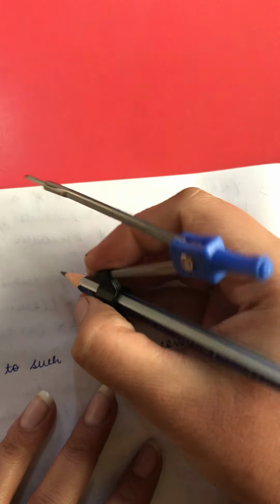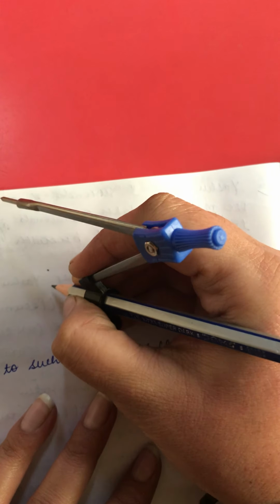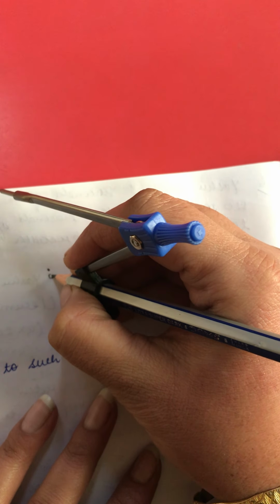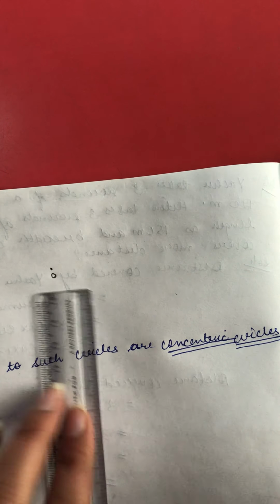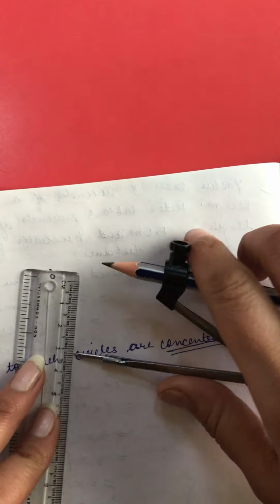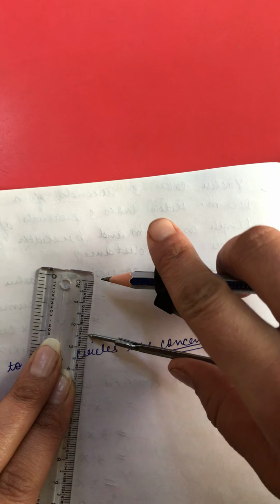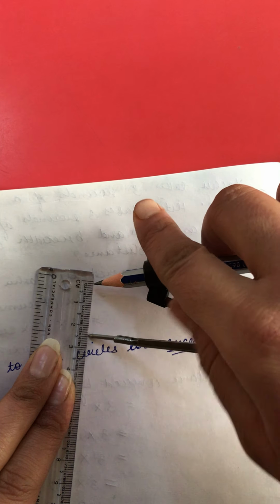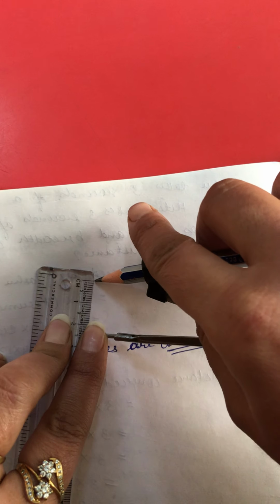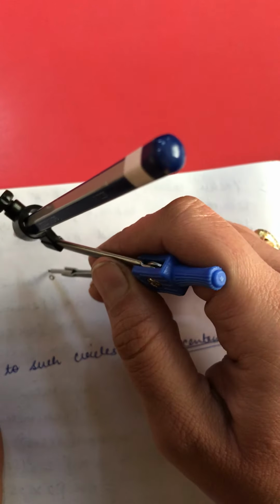Now suppose this is the center of the circle. First I have to draw the circle with the radius 2.5 cm. Now 2.5. Open firstly the compass with a radius of 2.5 cm. Now with this center draw the circle.